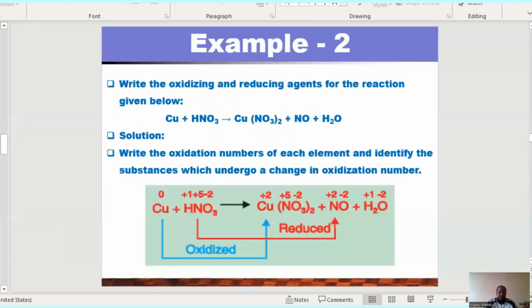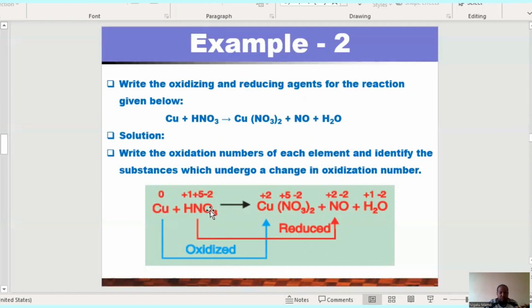Example number 2, write the oxidizing and reducing agents of the reaction given below. This is the chemical reaction. Write the solution: write the oxidation number of each atom in the reactant and product side. The oxidation number of copper is 0 because it is a neutral atom. The oxidation number of hydrogen is +1 because hydrogen is combined with non-metals, nitrogen and oxygen. And the oxidation number of nitrogen is +5.